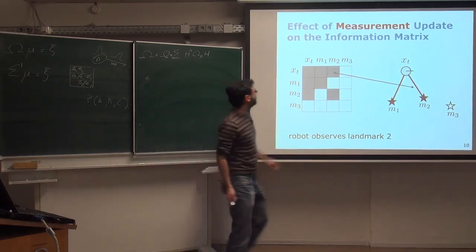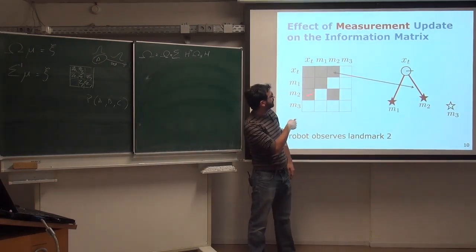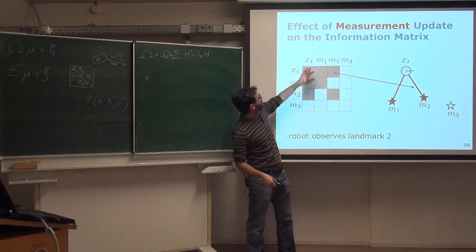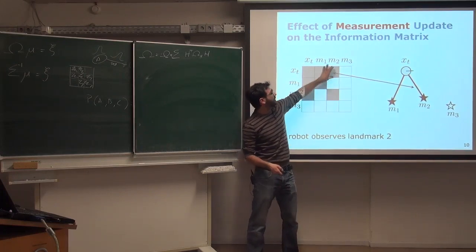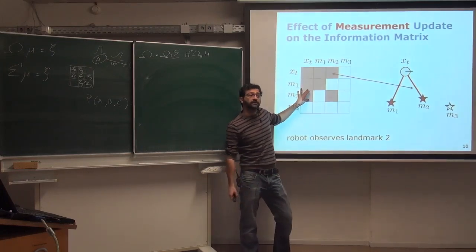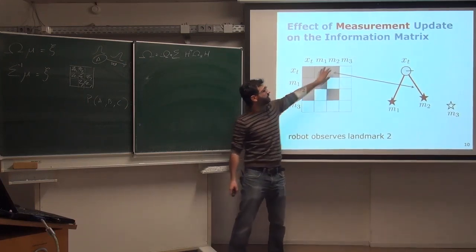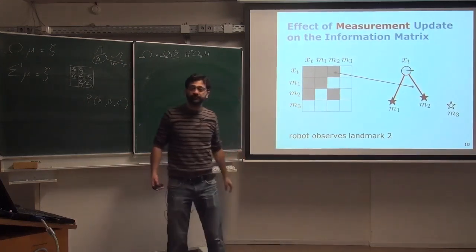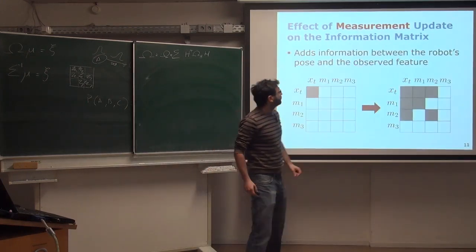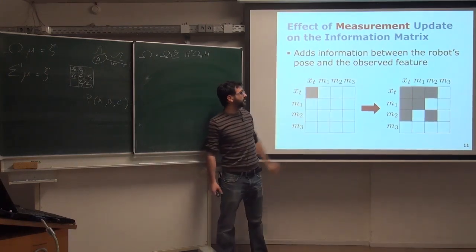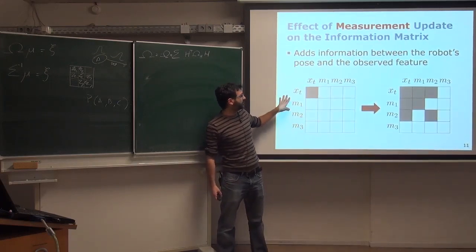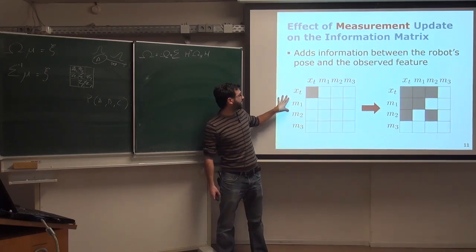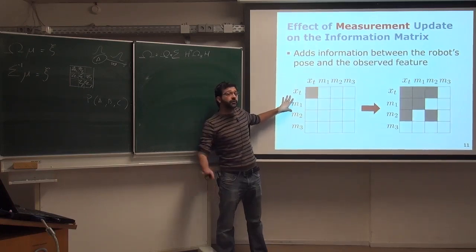To make the next step, we only update this part because we only care about the joint distribution between the robot pose, the landmark M2, and how they are mutually correlated, which is the mutual information between those two elements. So during a measurement update, we only have a very quick and very sparse update of this information matrix. There is no approximation so far.